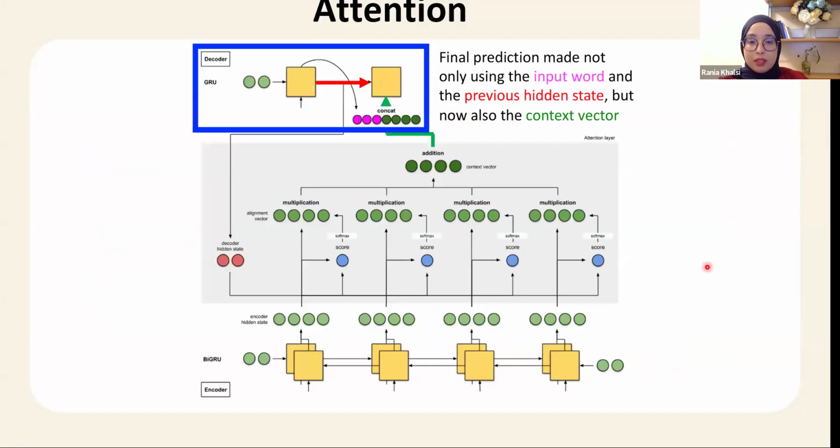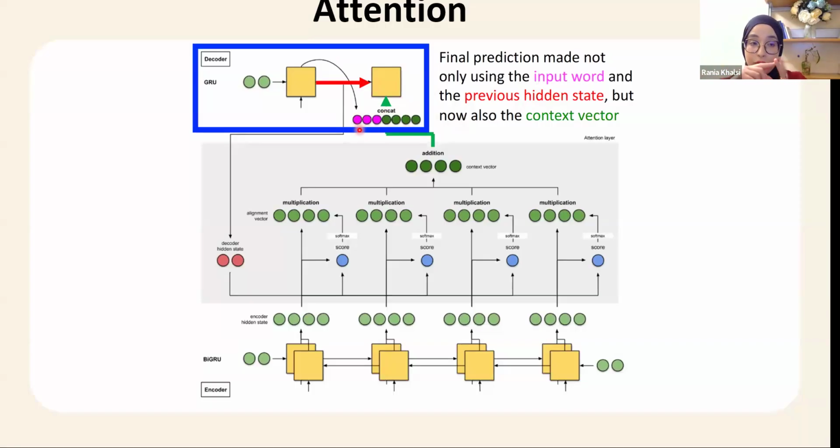Something else is very important to note: this final prediction involves three elements. We have the input word, the previous state, and the context vector. For the input word, it is the input word we consider at the current decoder time step. The previous hidden state carries the information from earlier output.